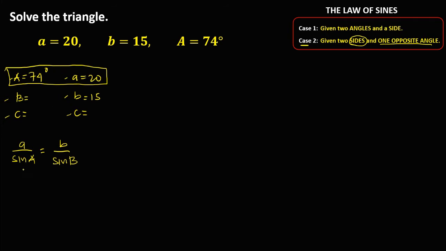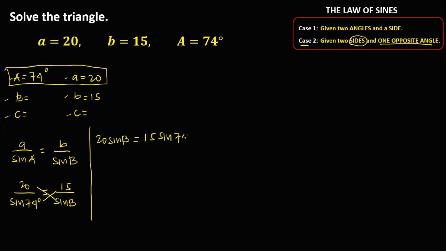Then substitute now the value. So A is 20 over sine A, so sine 74, equals B is 15, over sine B. Then do cross multiplication, so that's 20 sine B is equal to 15 sine 74. Then divide by 20, divide by 20.